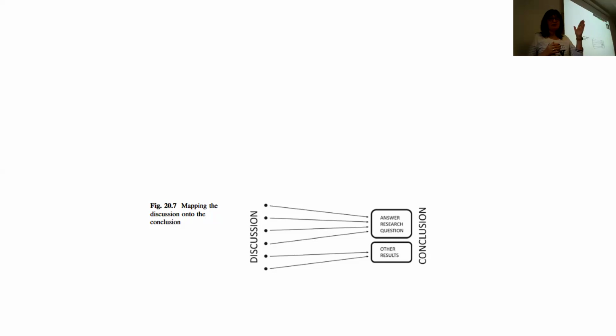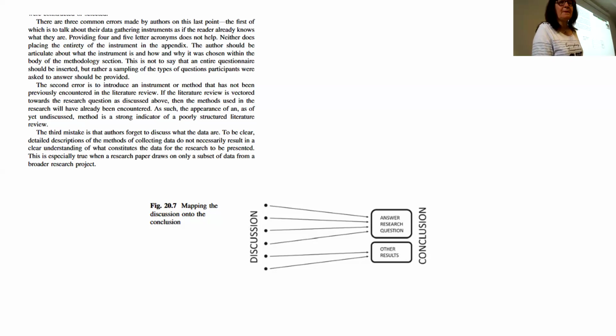So you see that the discussion can be broader. You can see it from this diagram. And then you answer the research question and it comes to the conclusion. The conclusion says it again, but very briefly. I only wanted to show you that they also speak about common errors made. For example, this is for the methodology part, and then the results part.